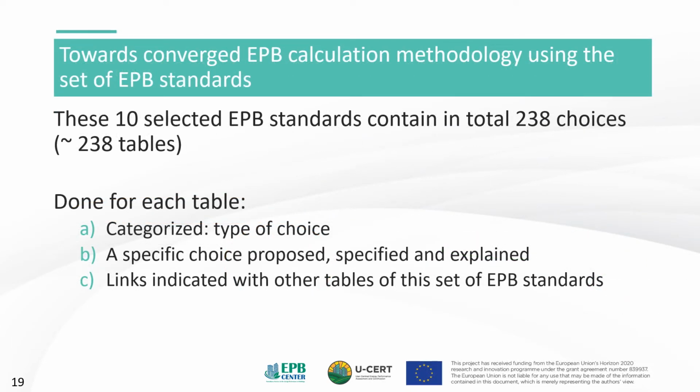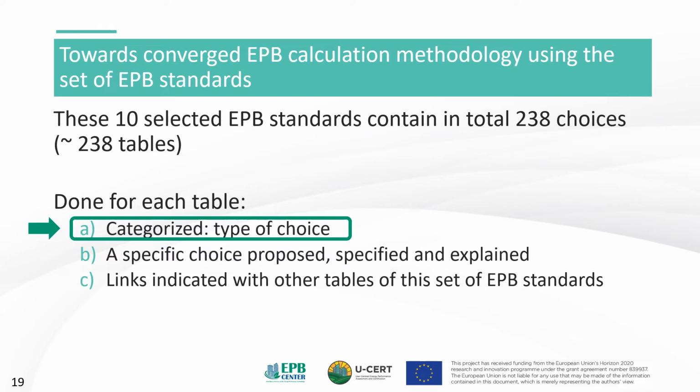So if we now look at these 10 selected EPB standards, how many of these tables do they contain in total? Well, that's 238 of these choices. So again, that's quite a lot. What we did for each of these tables, we characterized them into a specific type, and also for each of the tables we proposed a specific choice. So the choice is also specified and explained, and we also indicated links with other tables in the set of EPB standards, because in many cases a choice in one of the tables has an impact on the choice in another standard or another table in the same standard, so the total set of choices should be consistent.